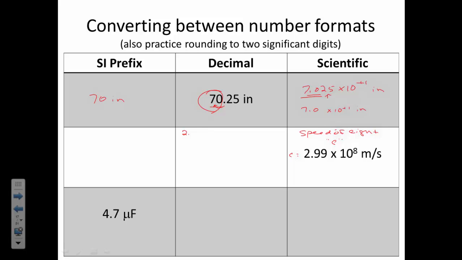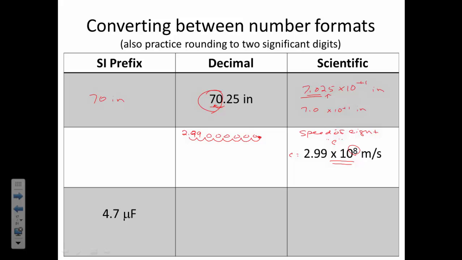To convert to decimal, I'm going to take my 2.99, and this tells me I'm going to shift my decimal place 8 spaces, and this is a positive 8. Positive numbers are really, really big numbers. This is a big number. So I'm going to move my decimal place to make this a big number. 1, 2, 3, 4, 5, 6, 7, 8. There's my new decimal place. Fill in the zeros.